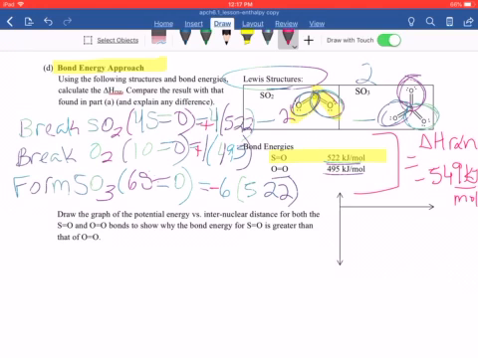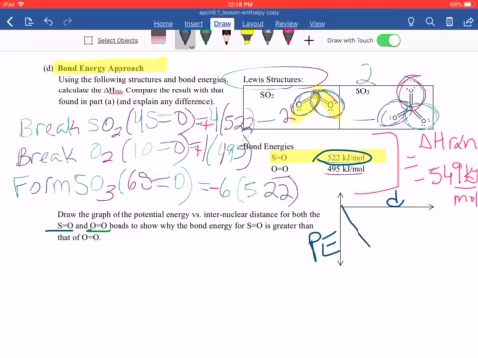And then the last part, it says draw the graph of the potential energy versus internuclear distance for both SO and OO bonds to show why the bond energy for SO is greater than that of OO. So for this one right here, we're then going to go ahead and draw 2 different ones. I'll do blue for SO, and I'll do green for OO. And so for SO, the bond energy is greater. It's 522 kilojoules per mole, right? The bond energy for SO is right here. Potential energy will be our y-axis, and then the distance will be our x-axis.